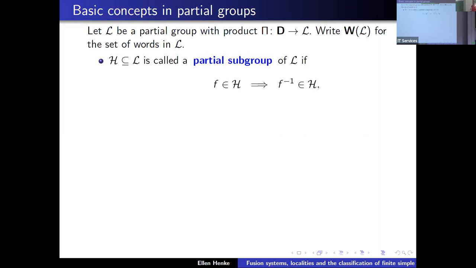And now there's a natural notion of partial subgroups. This is a subset which first of all should be closed under taking inverses. And then it also should be closed under taking products, in the sense that if I take a word in H and the product is defined, so it lies in D, then also the product is in H. So this set of words in H intersect D contains the empty word. That means also that pi of the empty word, which is our identity, is in H. So in particular, it's non-empty.